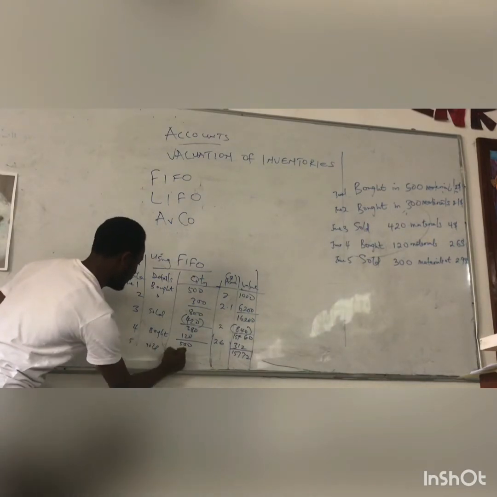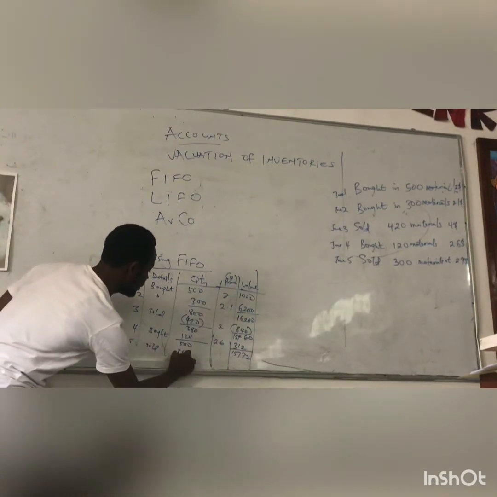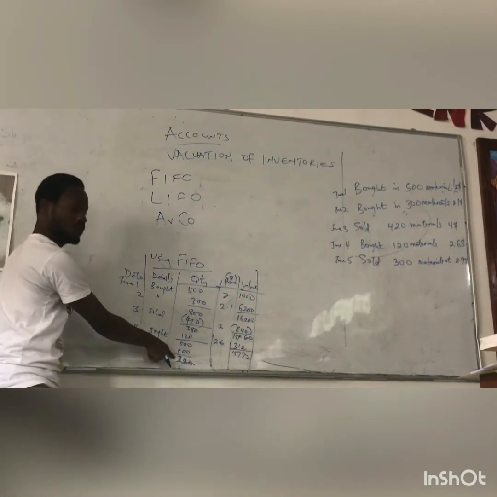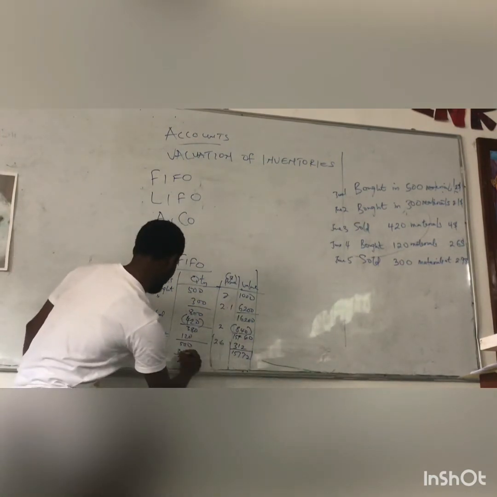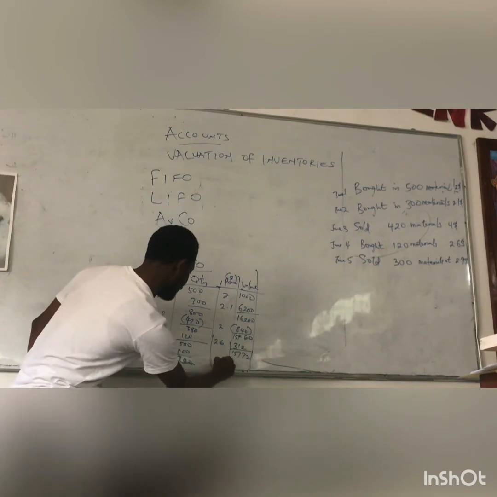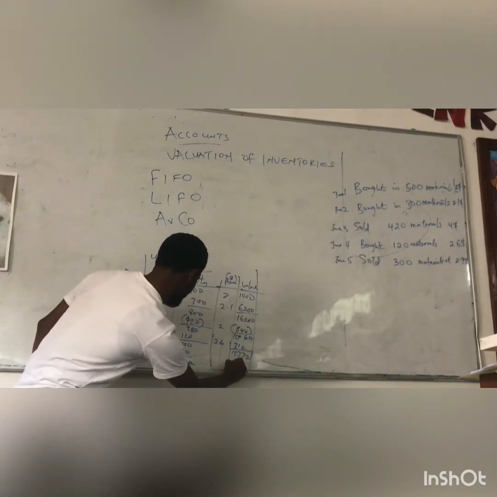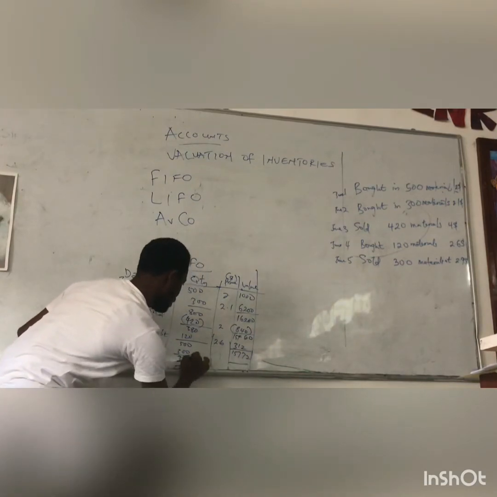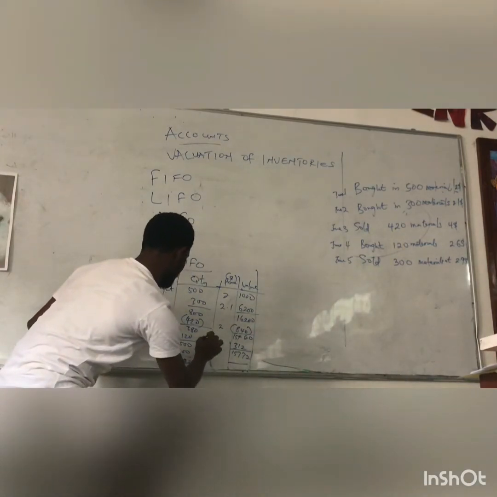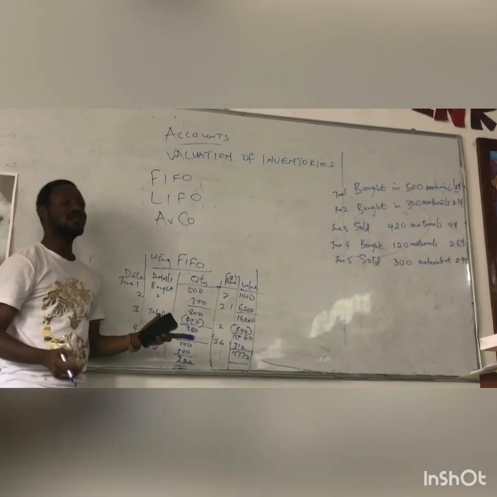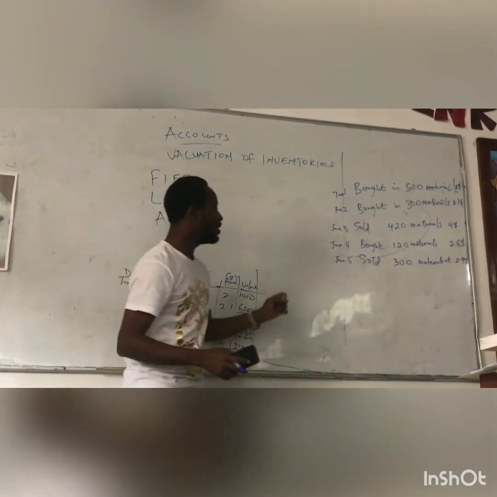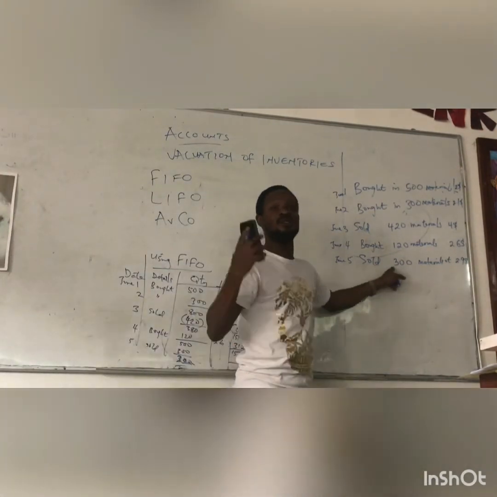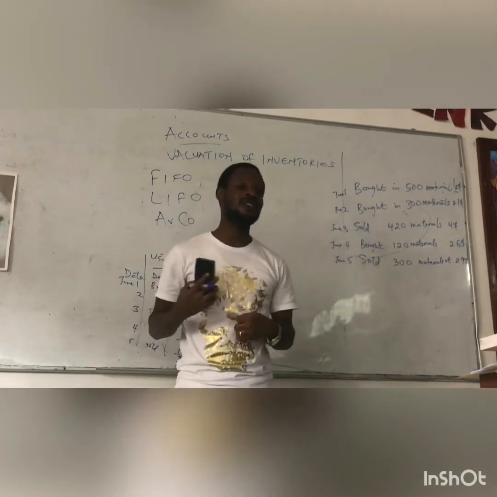But lastly, we sold on June 5, 300 units. So this will be left with 200 units of goods. But the value of goods, okay, we sold it. Now we are still using FIFO.